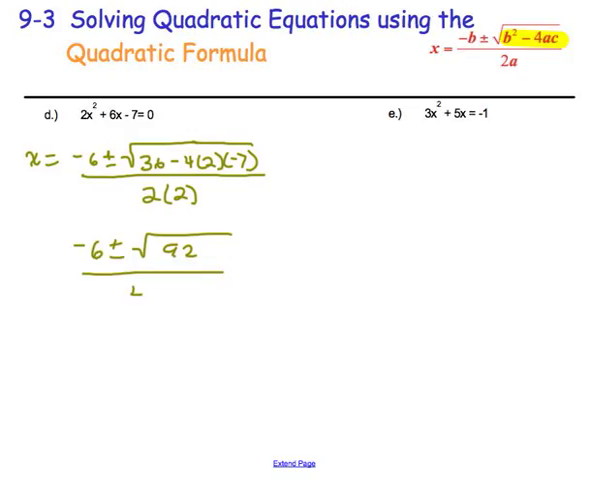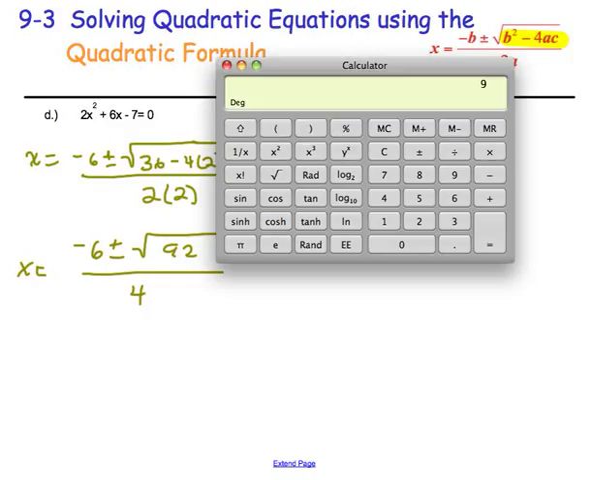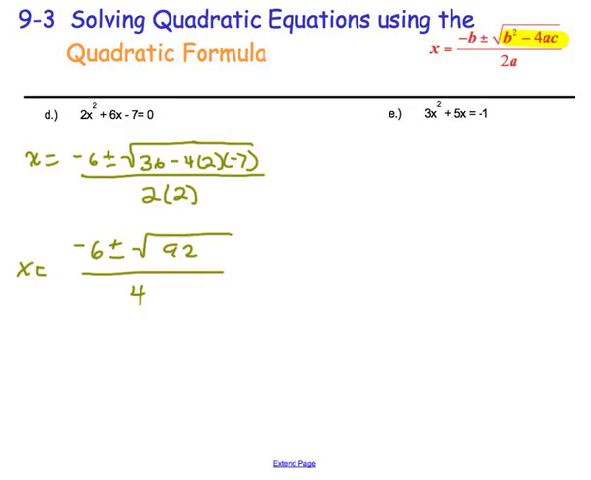So the root of 92 we should really figure out if we can simplify that. It's not a perfect square. So I believe 4 goes into 92. If we grab our calculator and just go 92 divided by 4, it's 23. Works great. So we can simplify this into 4 times 23. So our root ends up being negative 6 plus or minus the square root of 4, which is 2, and then we still have root 23, over 4.